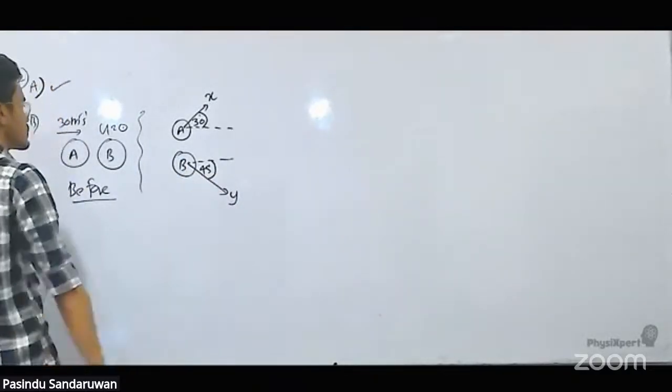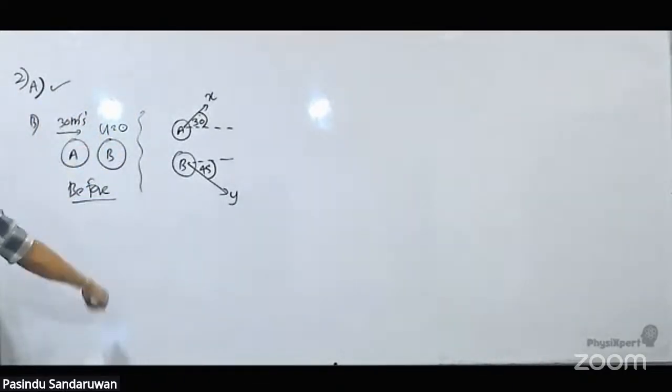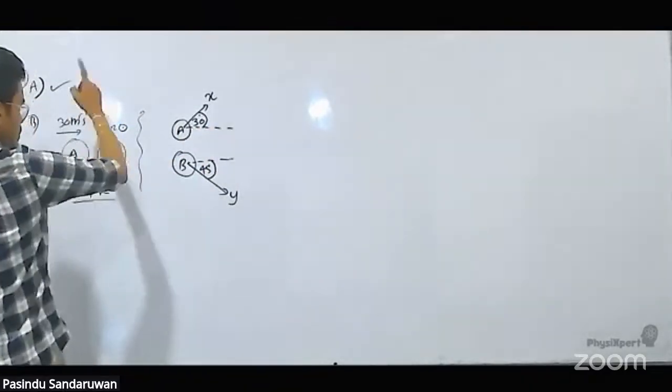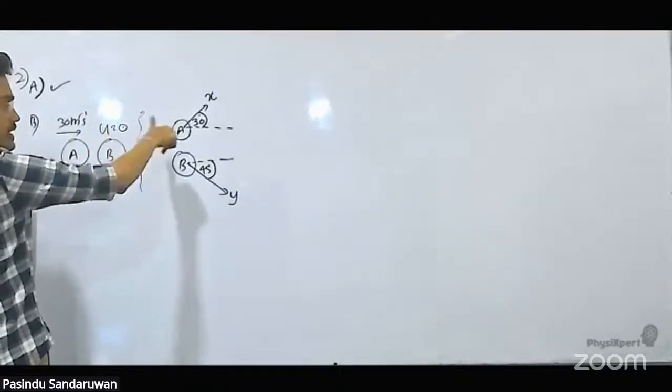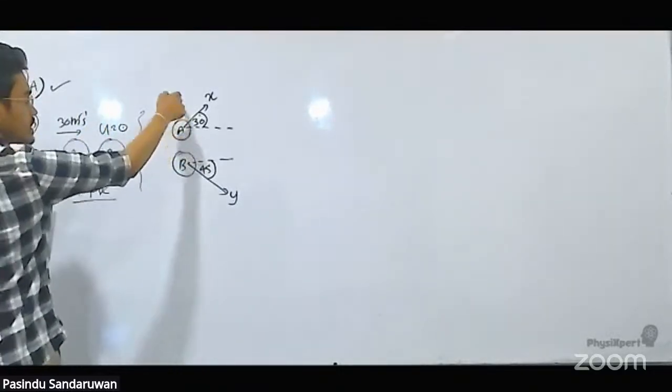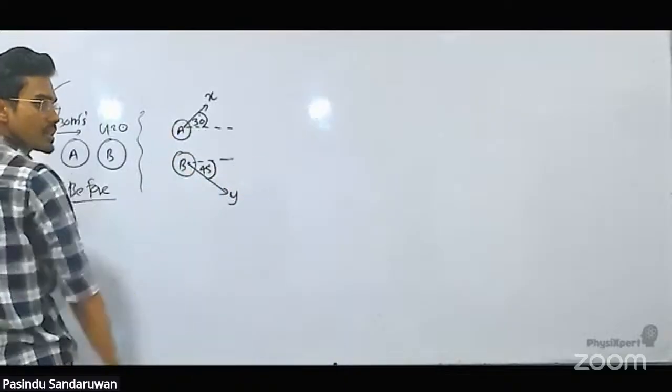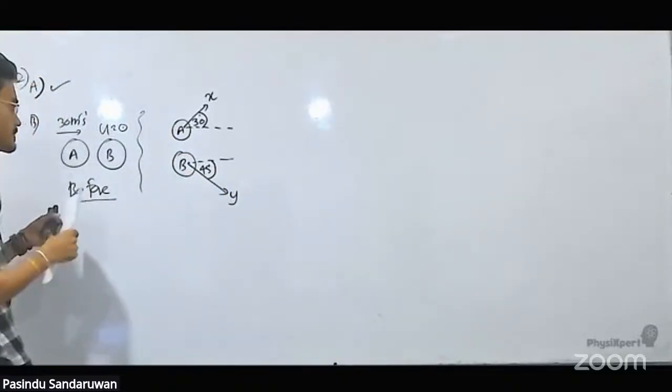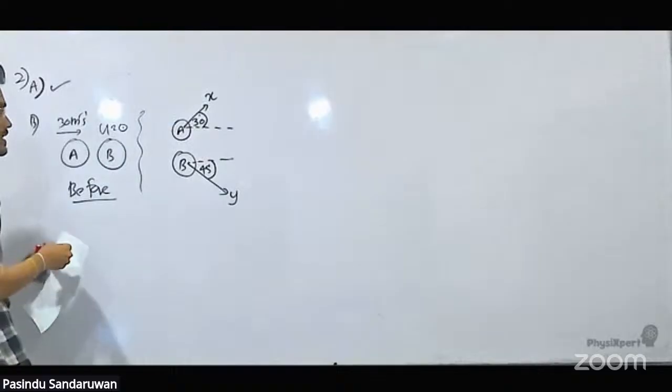Total initial momentum is rightwards, final rightwards. There's no vertical linear momentum initially, so finally it should also be 0. Then these two should cancel each other as momentum. This is what happens after the collision.